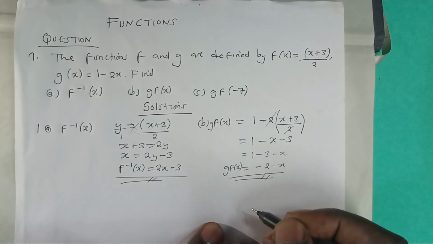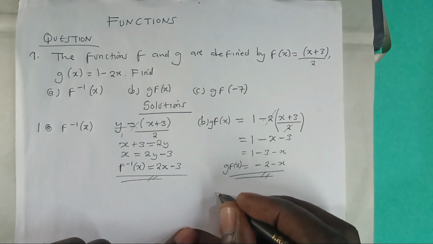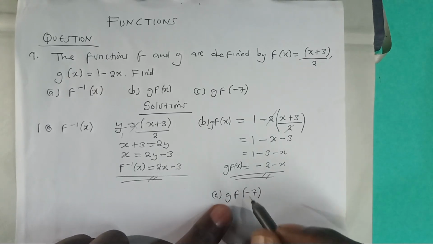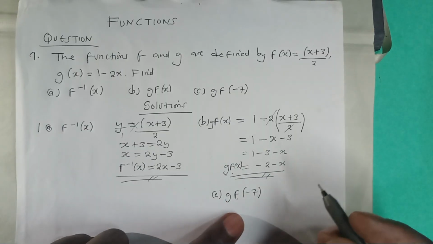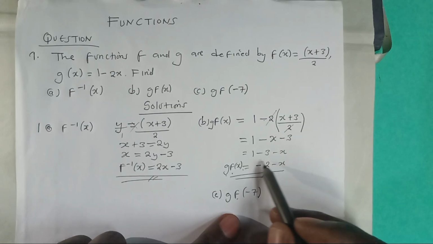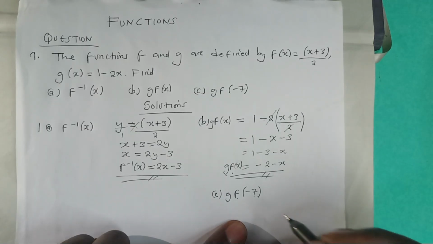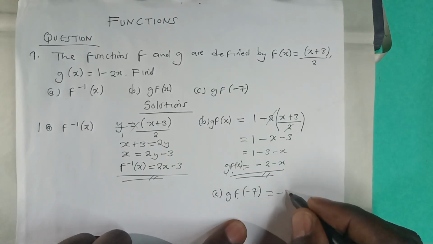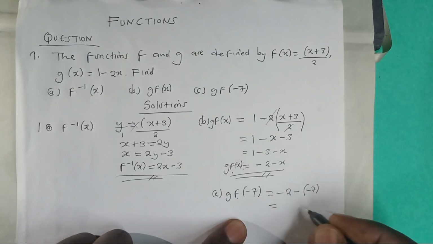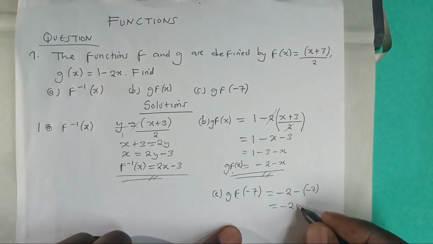As simple as that. We go to the last part, part C, which says we need to find gf of negative 7. Already we have the gf of x. So finding gf of negative 7, we simply get this function for gf of x, and our x in this case is negative 7. So this is equal to negative 2 minus, where we have x, we put negative 7.